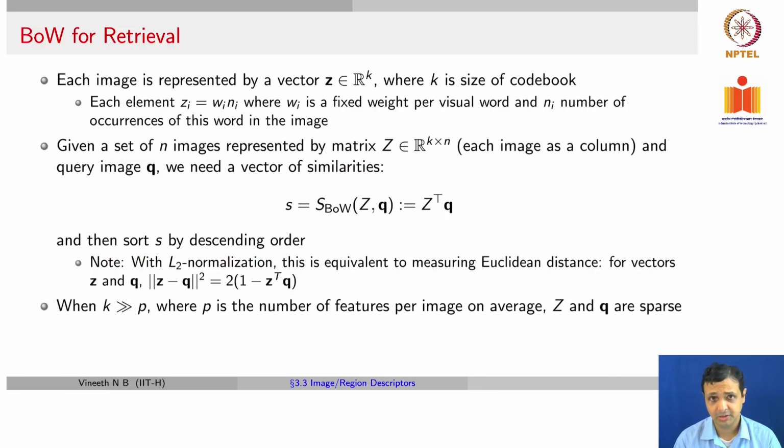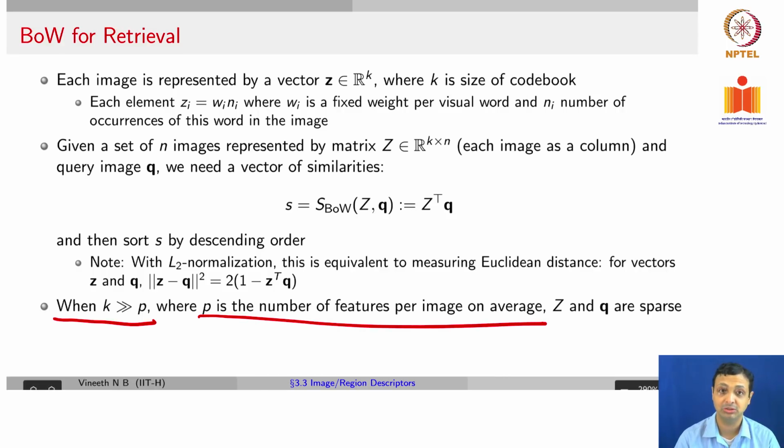An important observation here is when k is much greater than p, where p is the number of features per image on average. Remember, k is the number of visual words that you have in your codebook, which would be user defined, and p is the average number of features that we have in a given image. We saw with examples like SIFT that could be several hundreds. If k is much greater than p, then Z and Q are going to be sparse.